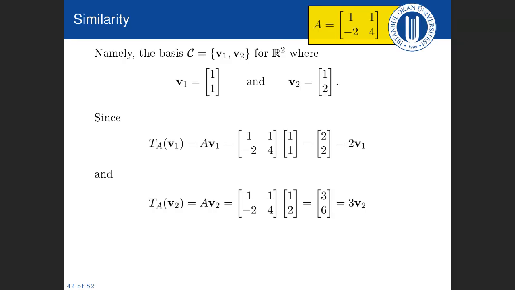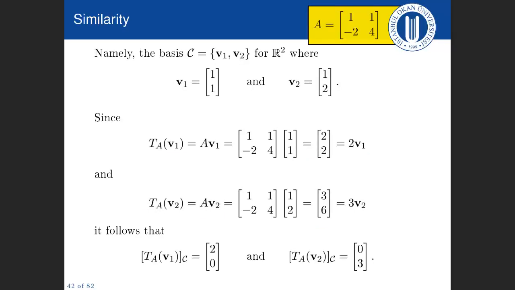We can calculate that T of V1, or A multiplied by V1, is 2, 2. That's just 2 multiplied by V1. And T of V2, the matrix A multiplied by V2, we can calculate is 3, 6, or 3 multiplied by V2. So we have that the coordinates for T of V1 are 2, 0, and the coordinates for T of V2 are 0, 3.